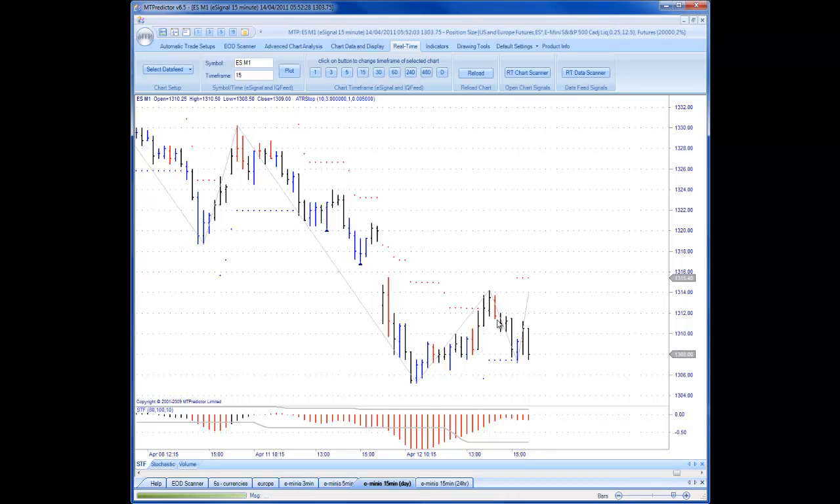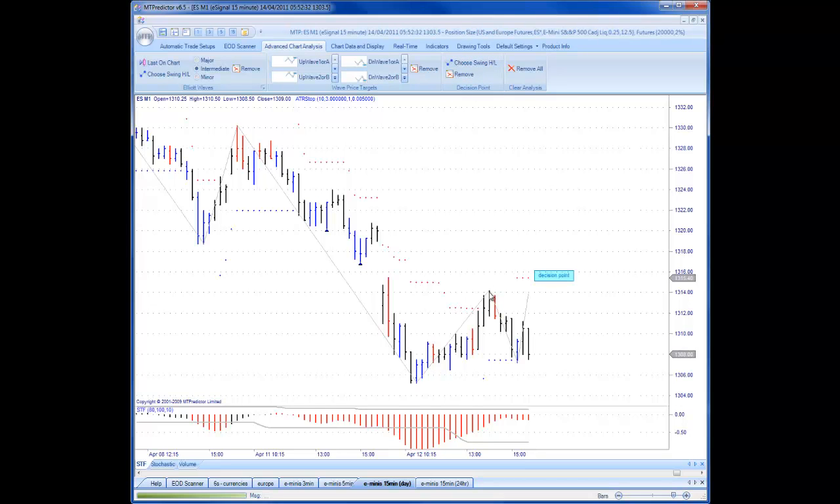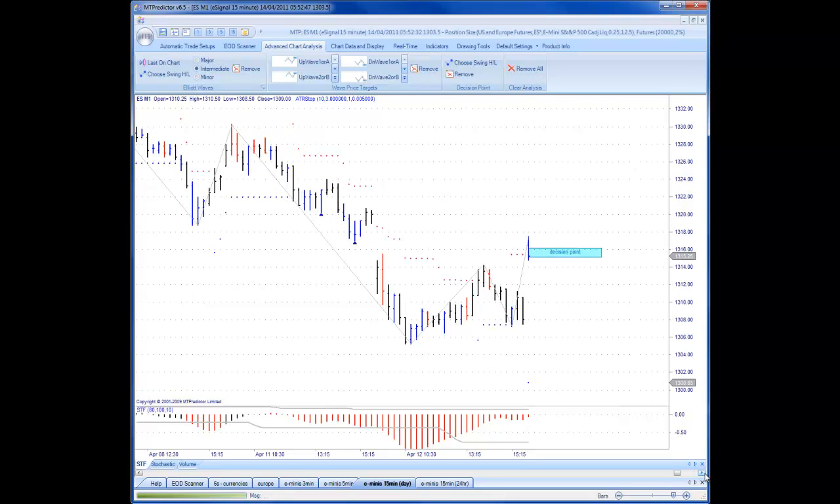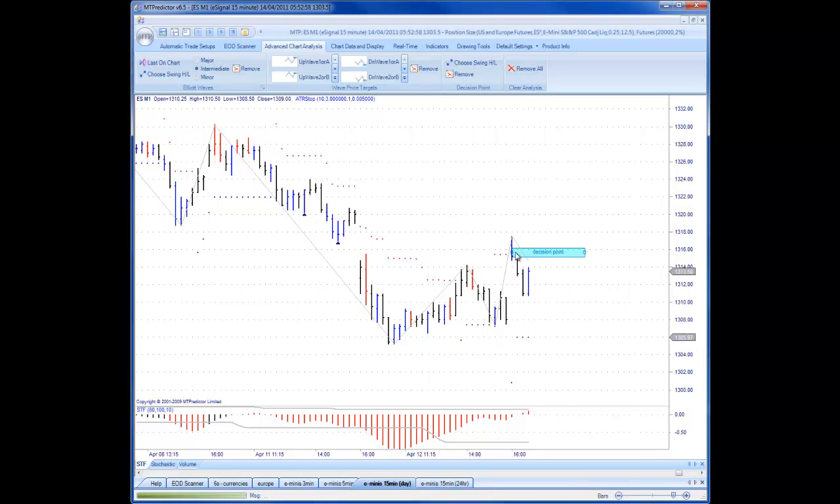So here's a 15-minute chart. Here's the prior swing high. So if I go to advanced chart analysis, choose swing high low for a decision point, I'll place a decision point on the chart, and you can see up here in this particular level we had a resistance area, so we knew as the market opened, you can see how the 15-minute chart came up here and actually found resistance at this level by dropping off. But the important point is that this level was on the chart before the market even got there.